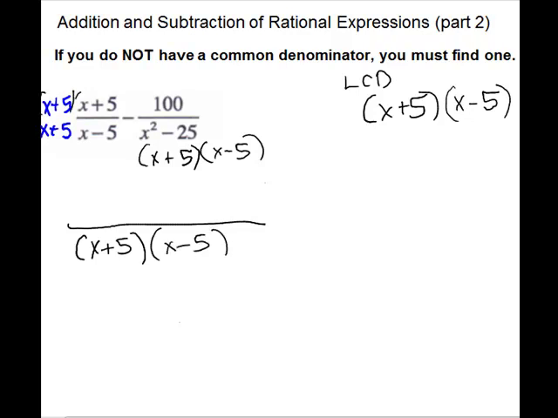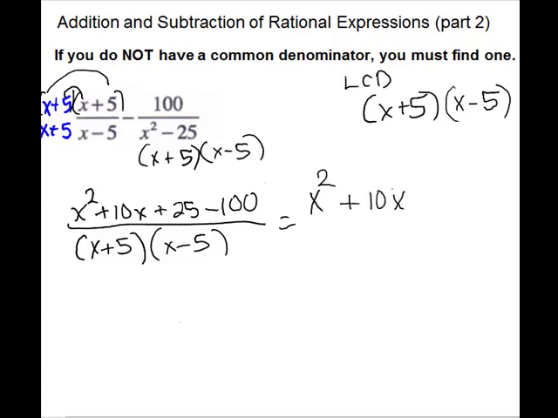On our first numerator, this is going to be a FOIL. So our first term's x times x is x squared. We'll go ahead and combine outside and inside. All right, 5x on the outside plus 5x on the inside is 10x. And last, plus 25. All right, that takes care of the first numerator. Don't lose your minus here. It goes with that second numerator. So that will be minus 100. Now we can combine our constants there to get minus 75.